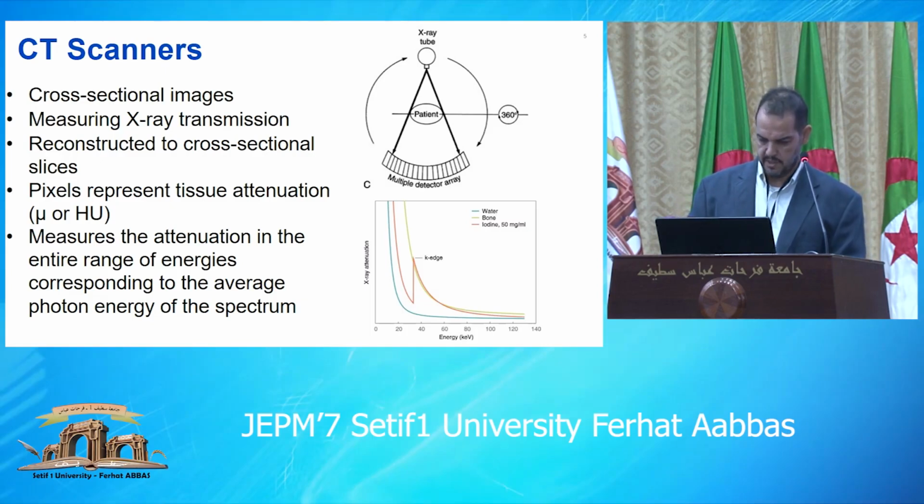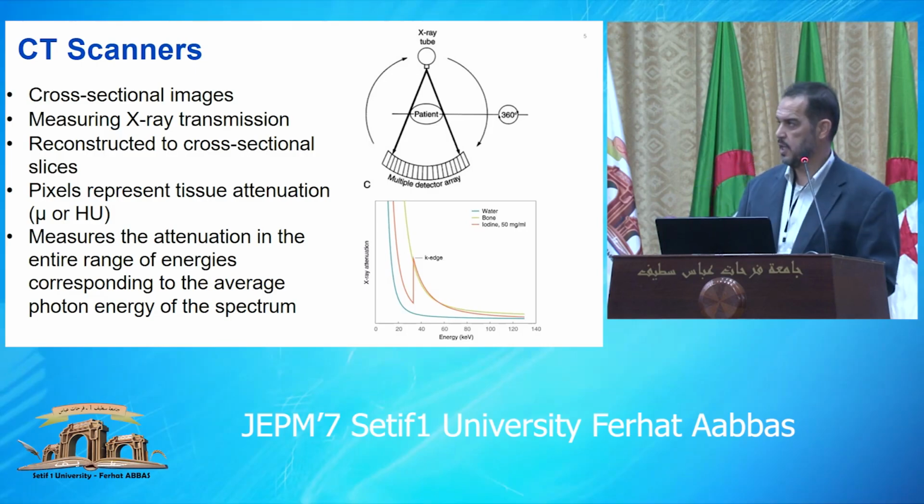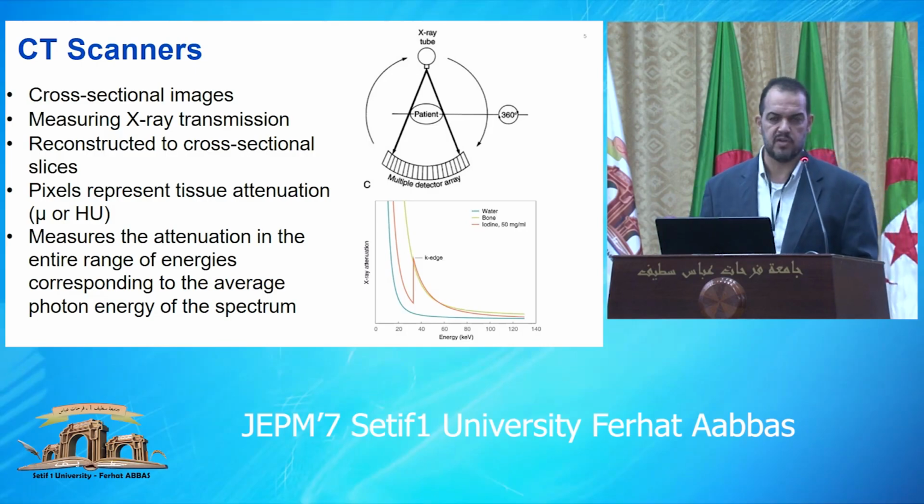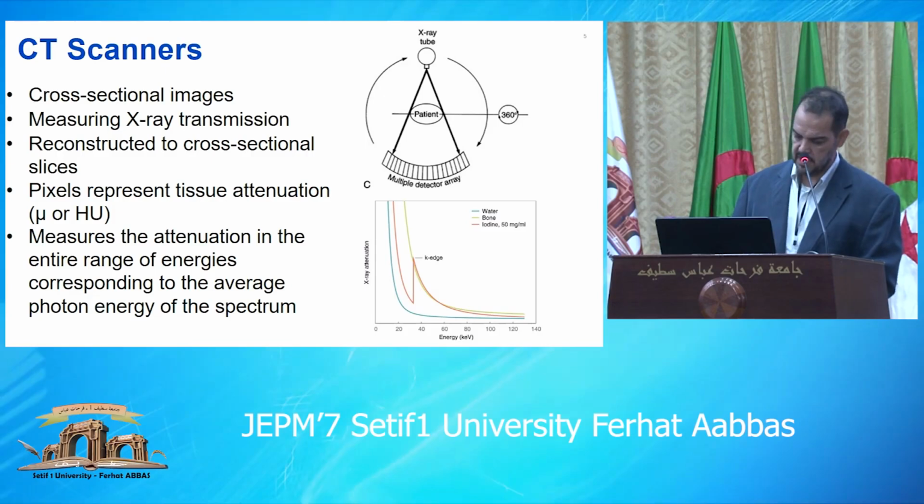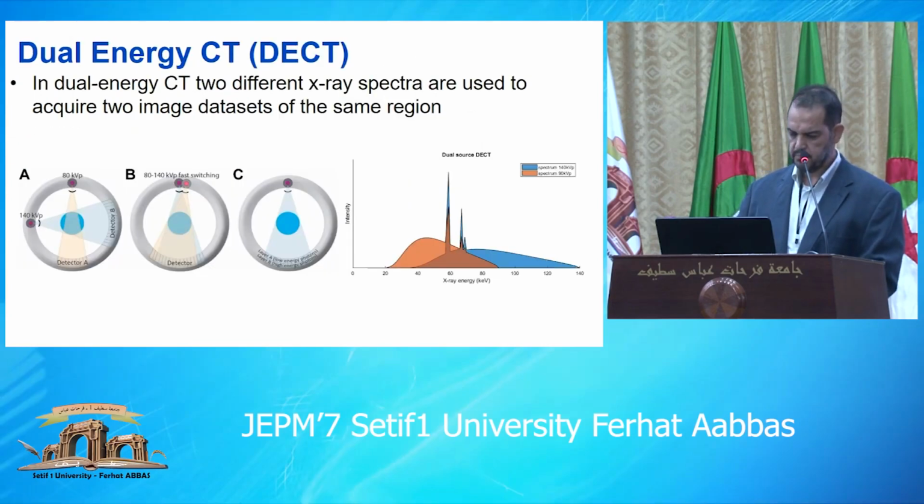So just a reminder for the students, the X-ray attenuation coefficient, if you plot it versus energy, here we're showing, for example, that of water in blue, bone in green, I think, and iodine. You can see, for example, for iodine, there is a K-edge transition. That's why iodine is often used as a contrast agent in X-ray and CT imaging in general.